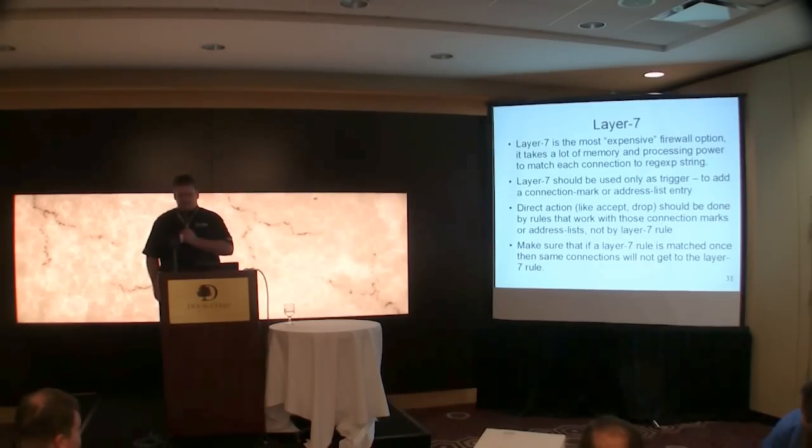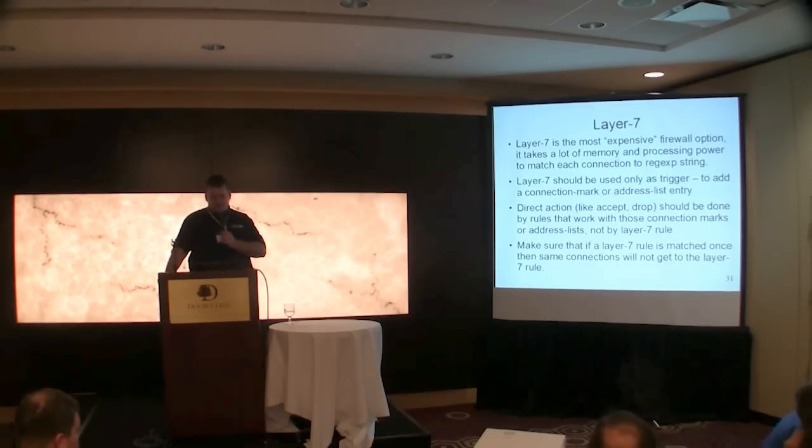So layer 7 is the most expensive firewall option. It takes a lot of memory and processing power to match every connection to the regex that you use. So layer 7 was intended to be used only as a trigger. For example, to add some connection to the connection mark or to the address list. Direct actions like drops, accepts, or rejects should be done by another rule than layer 7, another rule that, for example, works with those connection marks or address lists.